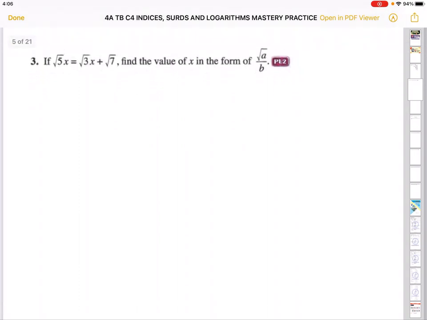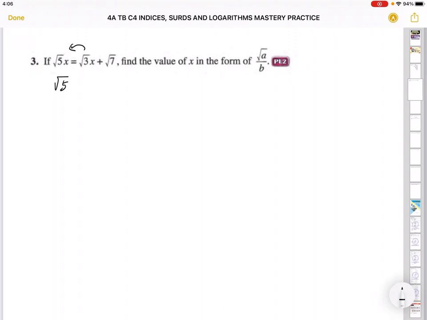Now question number 3 is solving a linear equation involving surd. So here we have to solve for x. So I have to bring this x over to the left hand side. So surd 5 x minus surd 3 x is now surd 7. These two we can factorize them by taking out x. Maybe I write this as surd 5 minus surd 3 bracket x. The result is surd 7.